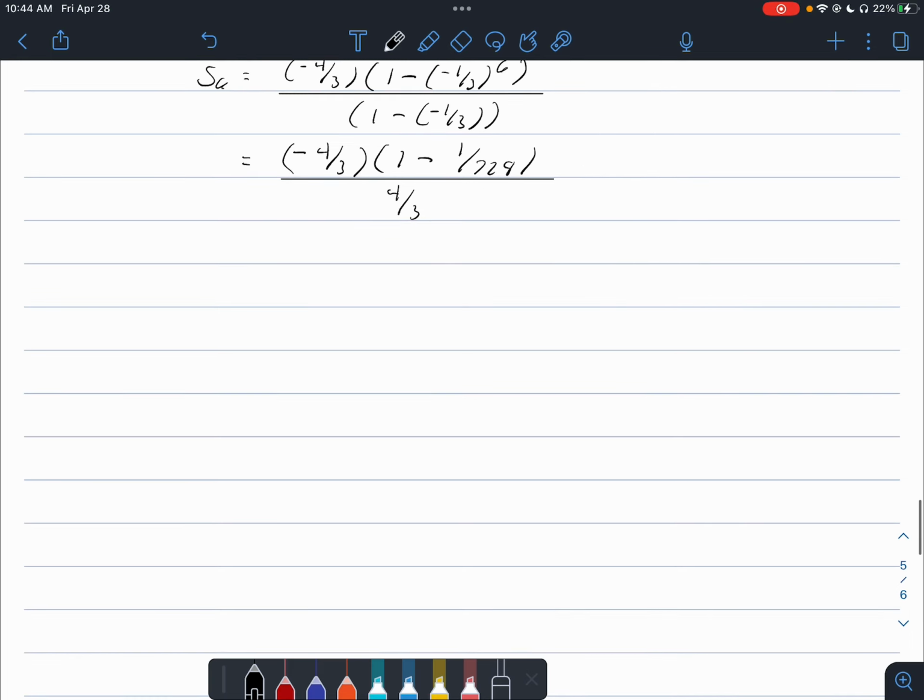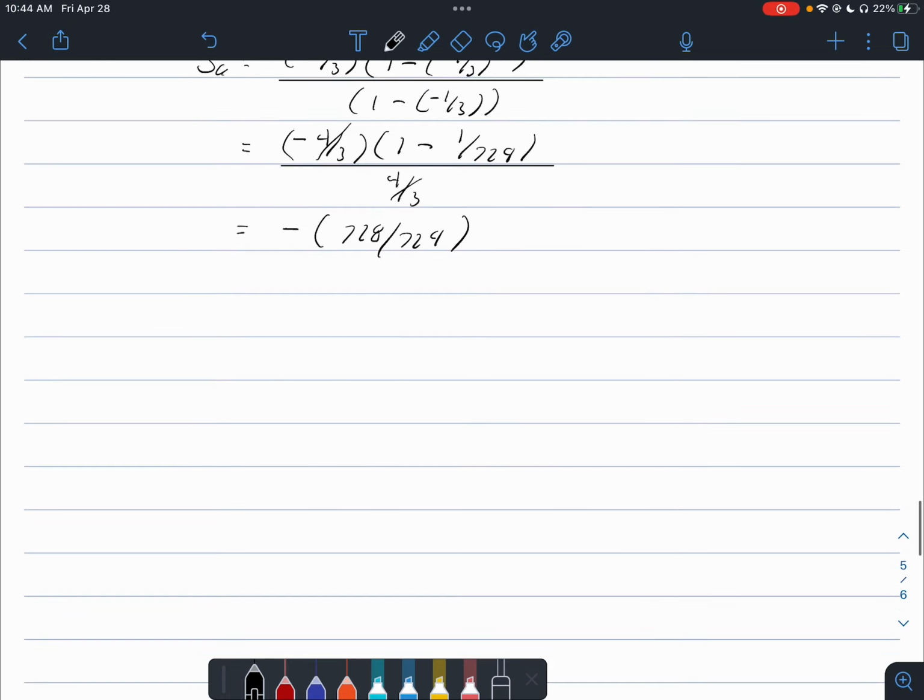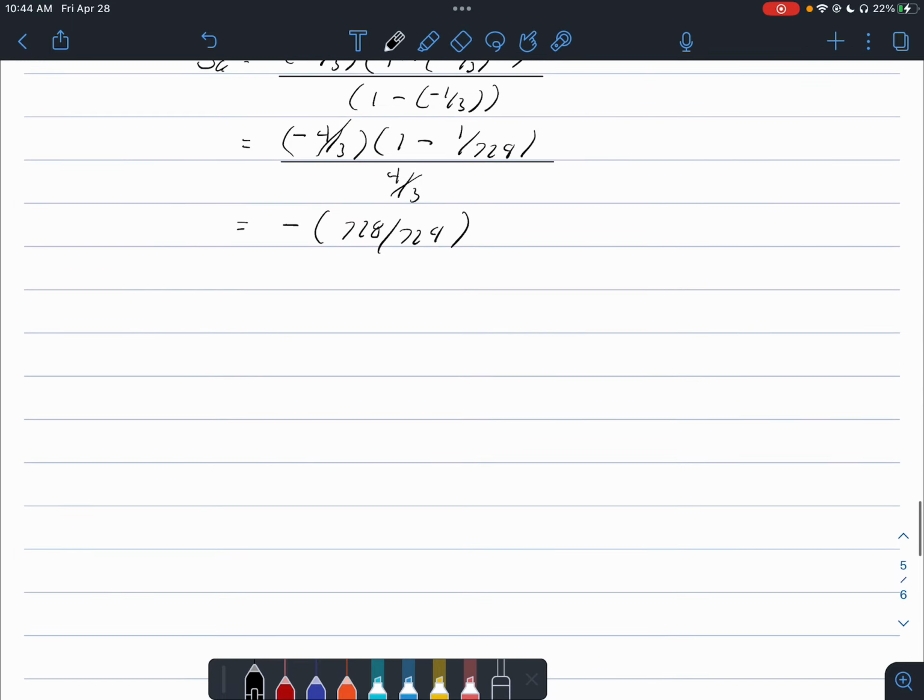Okay, and now we can notice that we can actually cancel these. We have to keep the negative, so we'll keep that out front. And then we'll have 1 minus 1 over 729, which is going to be 728 over 729. So our final answer is negative 728 over 729. If you sum the first 6 terms together, you get this answer here. So this is the sum of the first 6 terms.